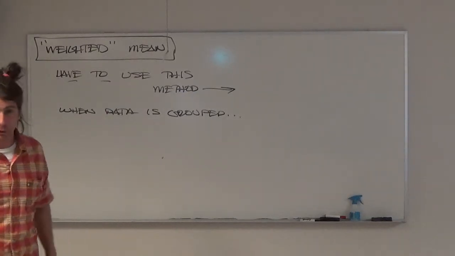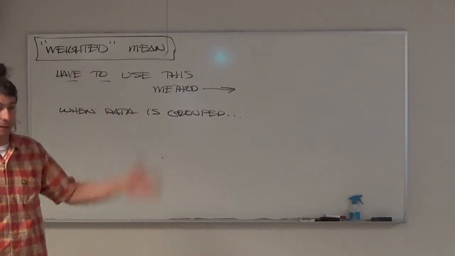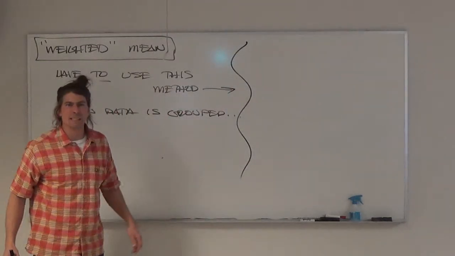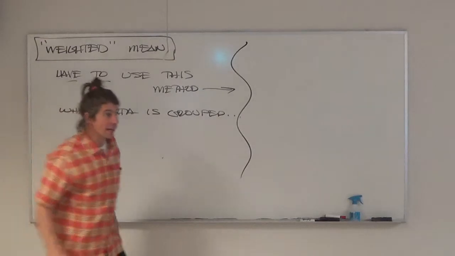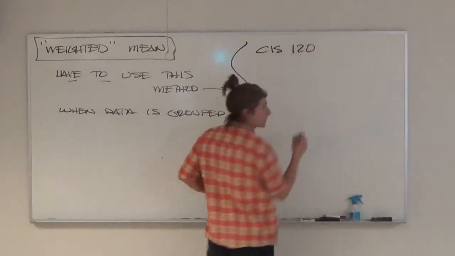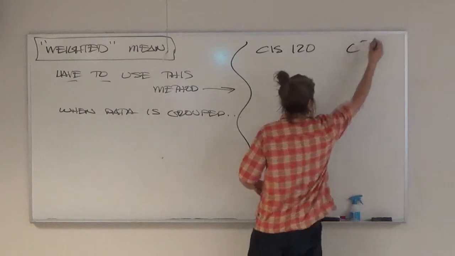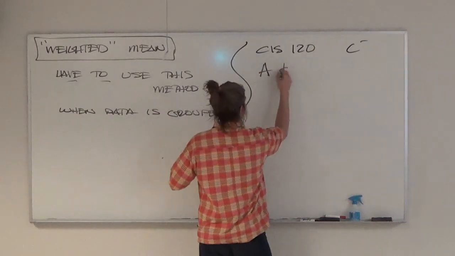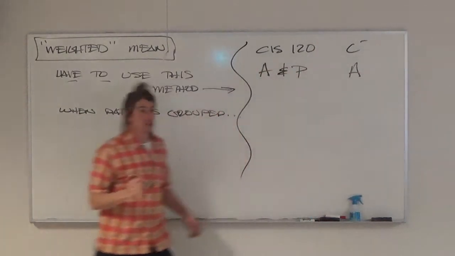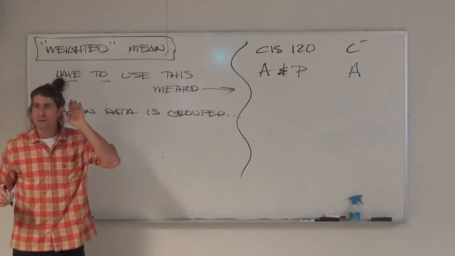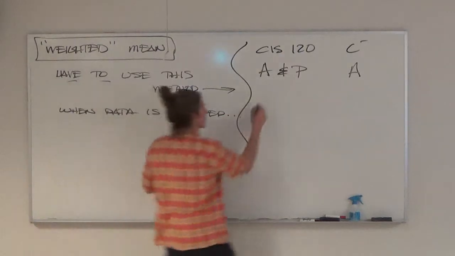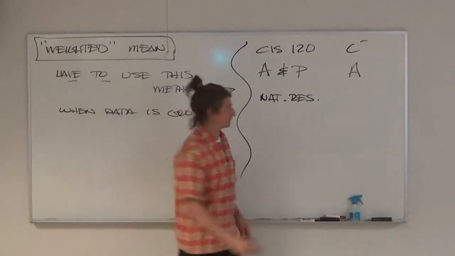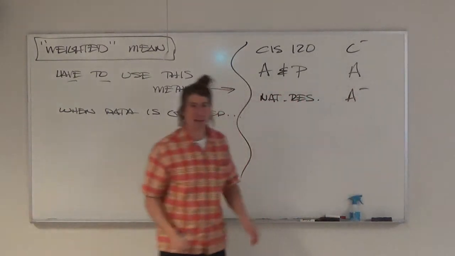GPA is grade point average. So that is a perfect example of an average because it impacts you guys, some more than others. So let's make up a student. What classes is our student taking? CIS 120. How'd they do? C minus. Holy crap. What else did they take? A and B. What did they get? An A. Love it. What else did we take? Natural resources. What do we get? Make it an average of C.